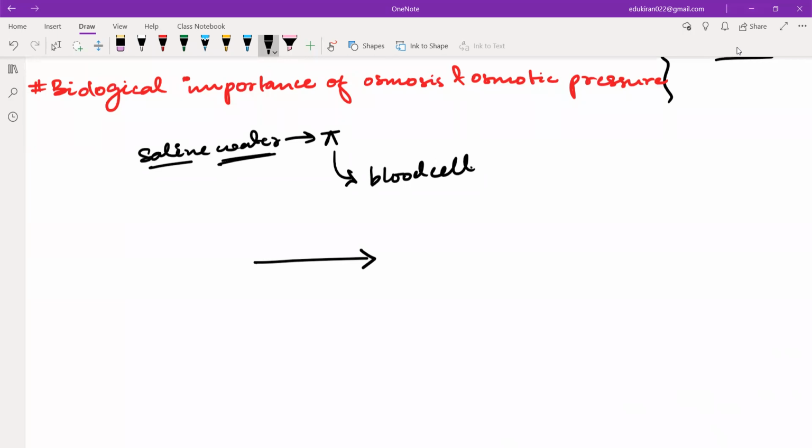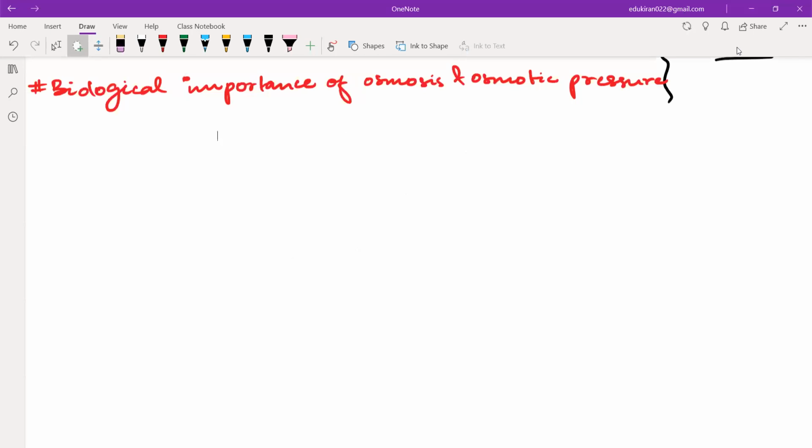And if, let us say, the osmotic pressure is less, then what is going to happen? The water will flow away from the blood cell, and it will shrink the size of the blood cell. So both of these things are not good. Okay. Now I will write a question, and this will also be under the topic of biological importance of osmosis or osmotic pressure. Write the question.